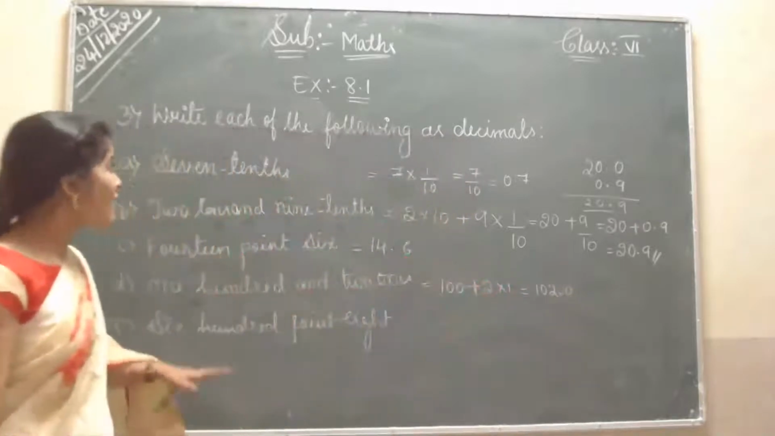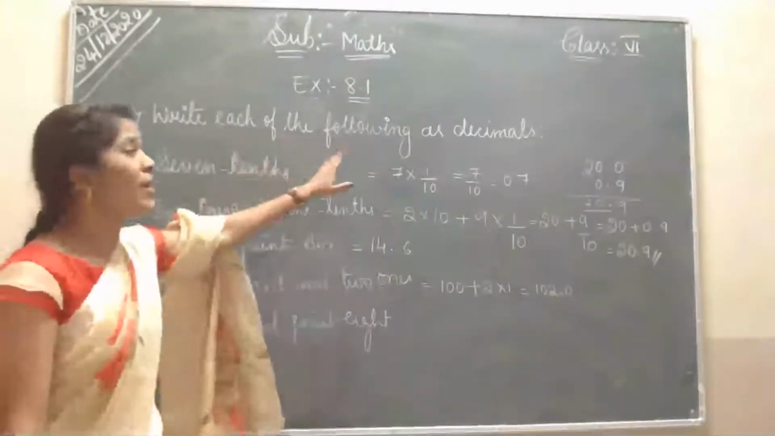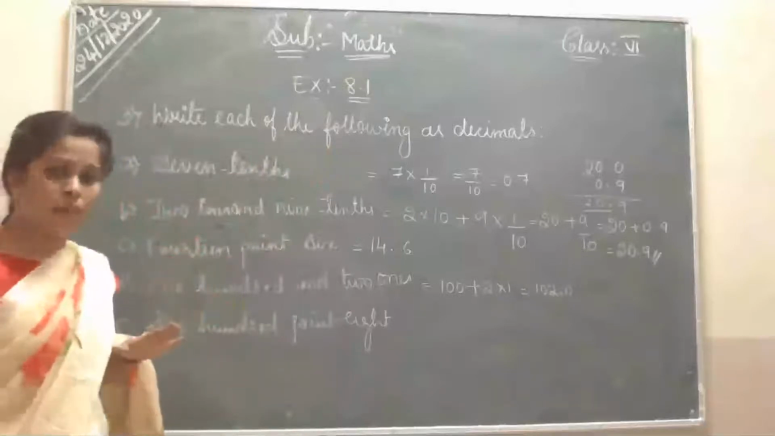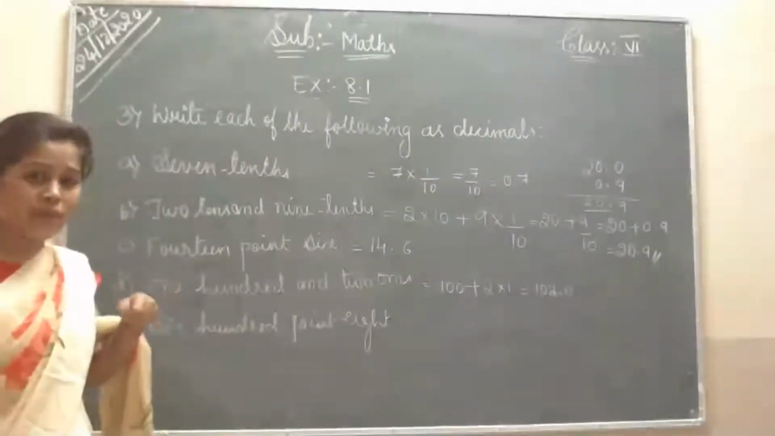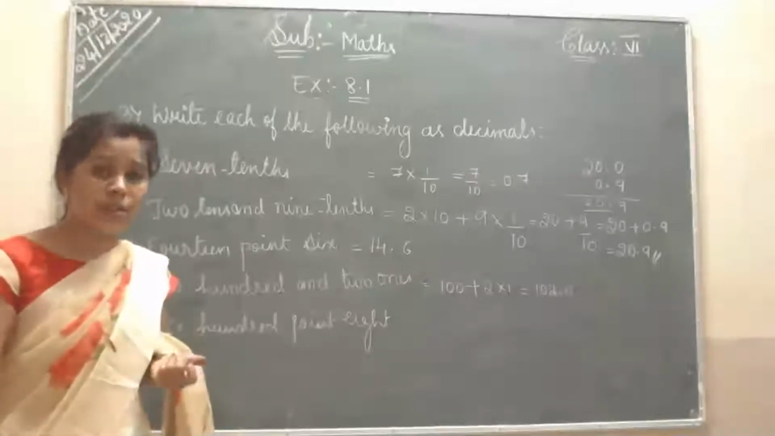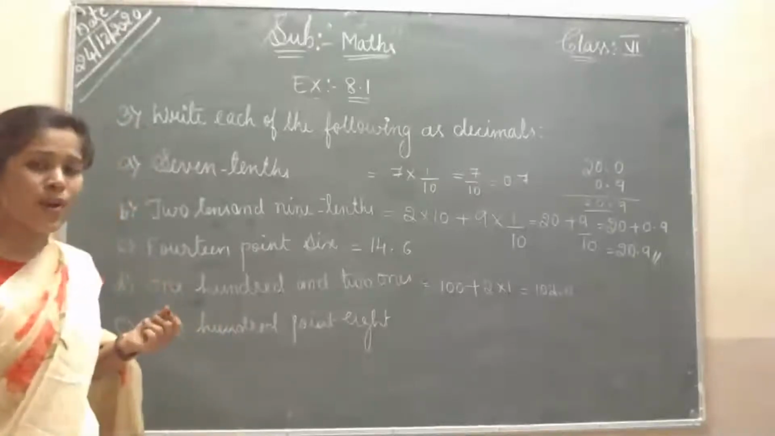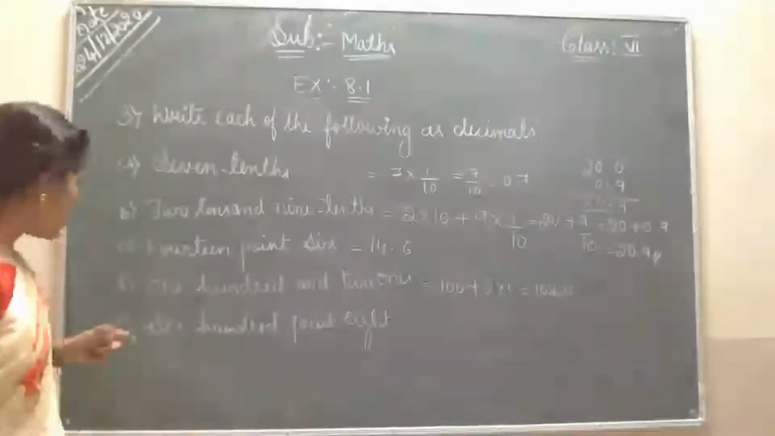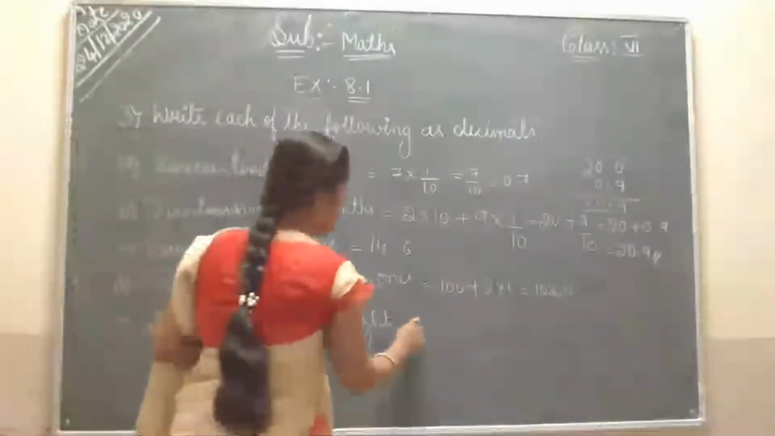The question is, write each of the following as a decimal. We are writing in decimal, but 102 is a whole number. So what we have to do? We want to write in decimal, so we have to take 0.0. 0.0 is nothing but 102 only. So next, 600.8 as it is.